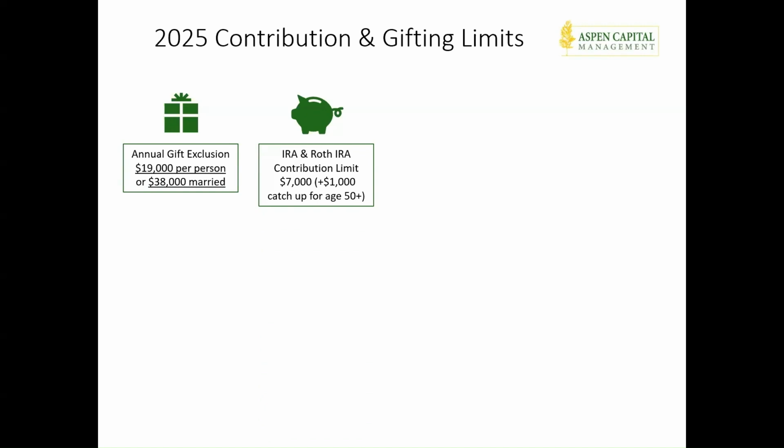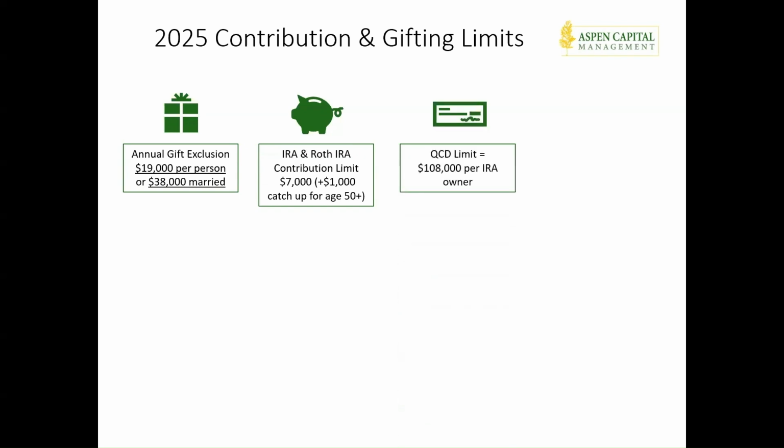Contribution limits for IRAs remain the same at $7,000, but Roth conversions or backdoor Roth IRA strategies maximize tax-free growth for the future. Remember that eligibility for Roth IRA contributions may still be subject to income phase-outs, so planning early in the year can ensure you don't miss out.